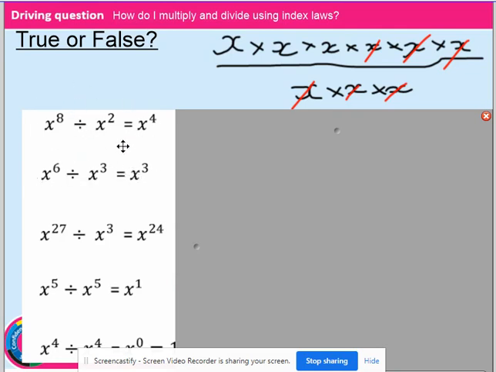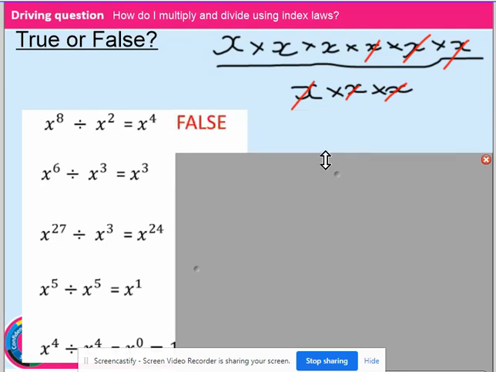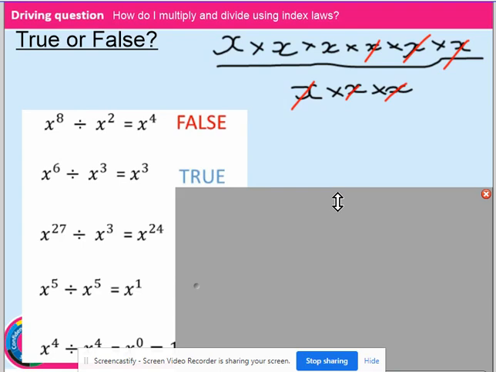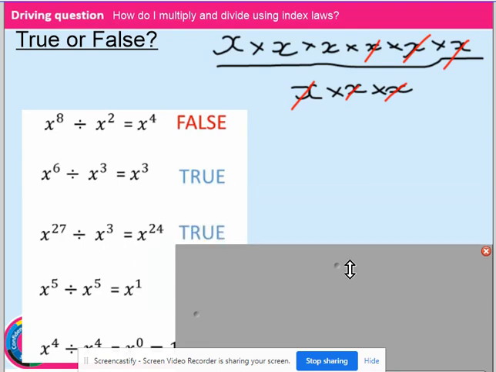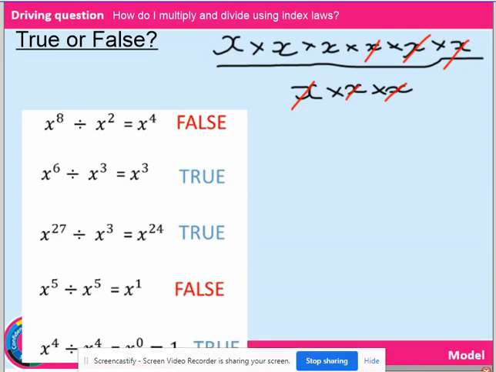Do you think the first answer is correct? No, that's false. The second one we've shown is true. Do you think this one's correct? Yes, that one's true. False. And the last one is true. What do you think the rule is?